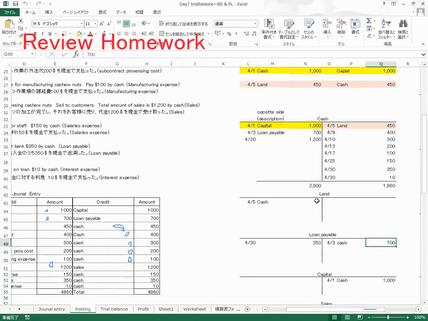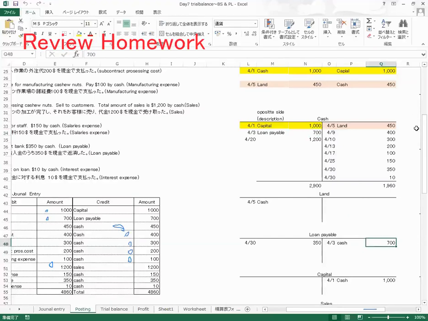You should do, on 1st of May, capital 1000 at cash. Then this goes to capital, April 1st, cash 1000. And then the third, loan payable 700. Then loan payable, third, cash 700. That is the pair. So you do not put them all together.